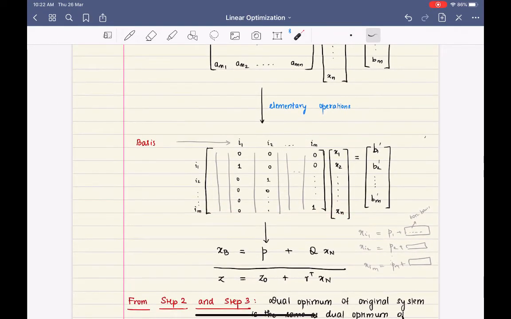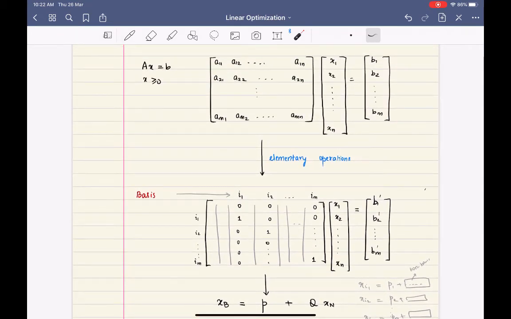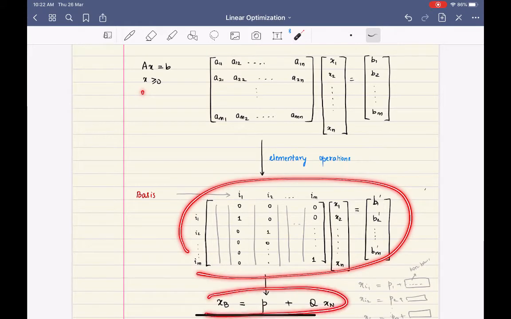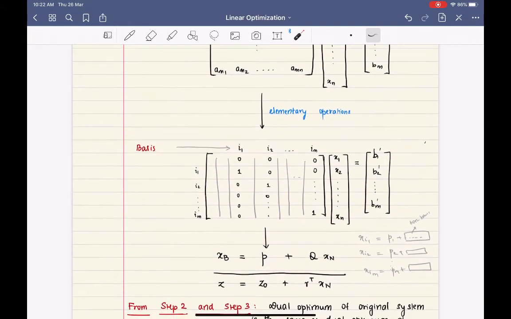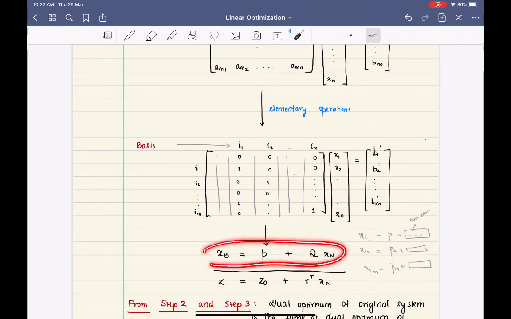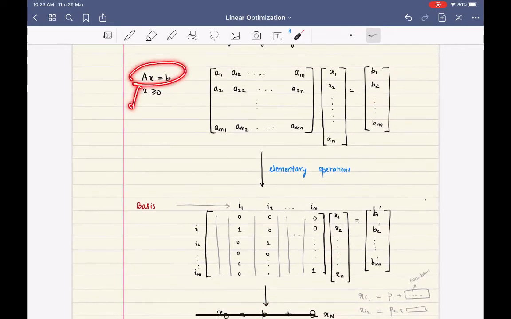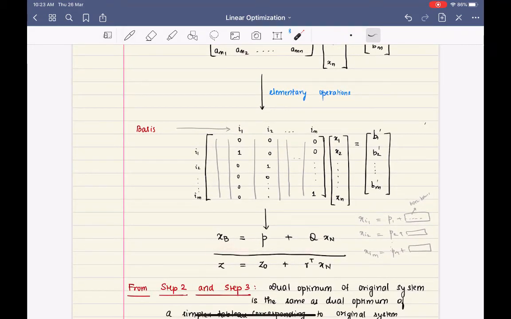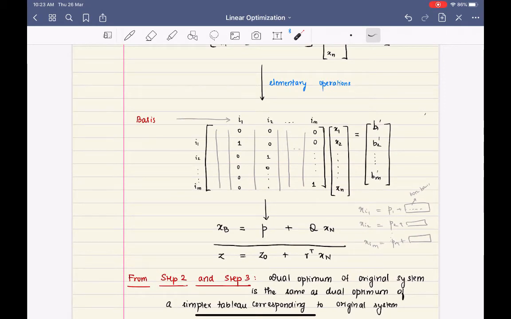Okay, so what does this tell us? If after making this change I have some tableau, this is once again a system of equations. So here I have written the cost also, but for the moment concentrate on this. This is a system of equations obtained from Ax equal to b via elementary operations. Suppose I am able to write the dual for this. Okay, so I write the dual for this. The dual of this and this one will have the same optimum. Okay, this is from this step and the previous step. Dual optimum of the original system is the same as the dual optimum of a simplex tableau corresponding to the original system.